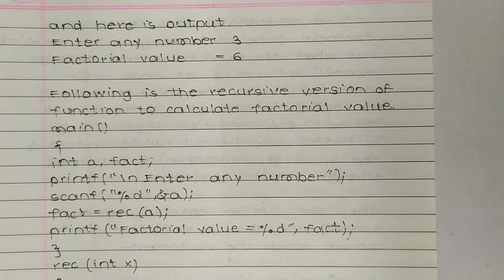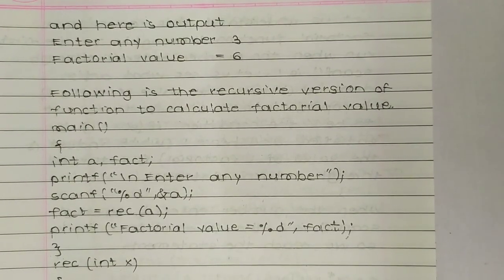And here is the output. Enter any number: 3, and the factorial value is equal to 6.